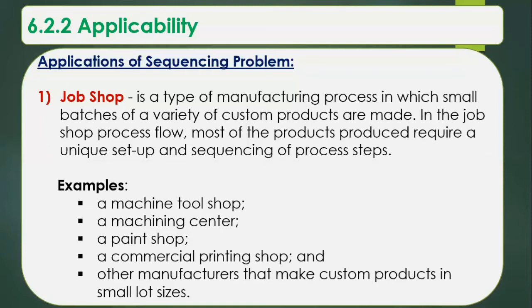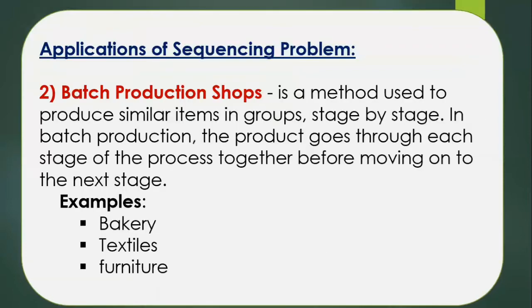And secondly, it can also be applied in batch production shops. What do we mean by this? If we say batch production shops, it is a method used to produce similar items in groups, stage by stage. In batch production, the product goes through each stage of the process together before moving on to the next stage.